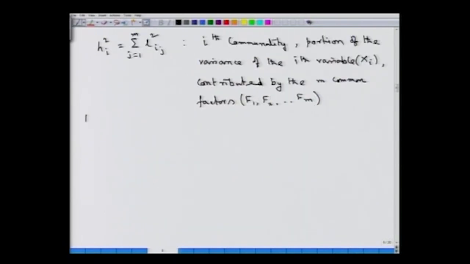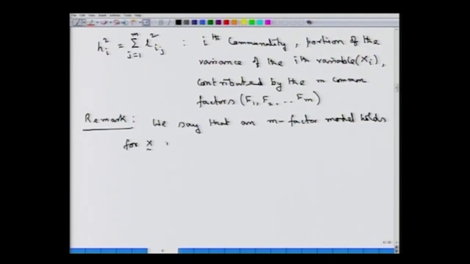Now, we put as a remark the following: how are we going to verify this m factor model? Under the present situation, we say that an m factor model holds for x if x can be written as x minus mu equals LF plus epsilon, the factor analysis model, with of course L, F and epsilon as formulated earlier.